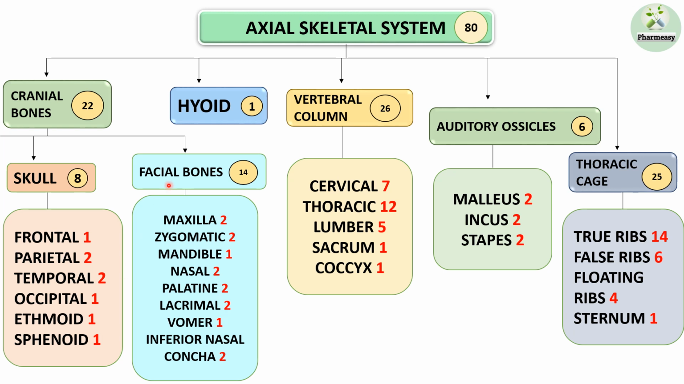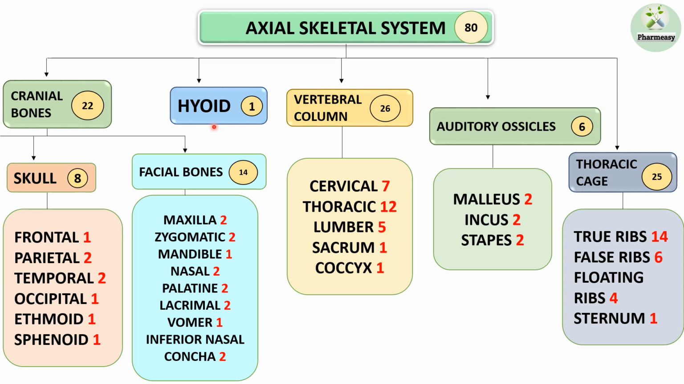Facial bones are 14 in number, namely, maxilla that is present above the teeth and below the nose has 2 bones, zygomatic is present below the eyes and known as cheekbone has 2 bones, mandible is a jaw bone and has 1 bone, nasal bones are 2 in number, palatine bones are 2 in number. Lacrimal bone present near the eyes has 2 bones. Vomer has 1 bone and there are 2 bones in inferior nasal concha. So, the learning trick is mandible and vomer have 1 bone and others have 2 bones.